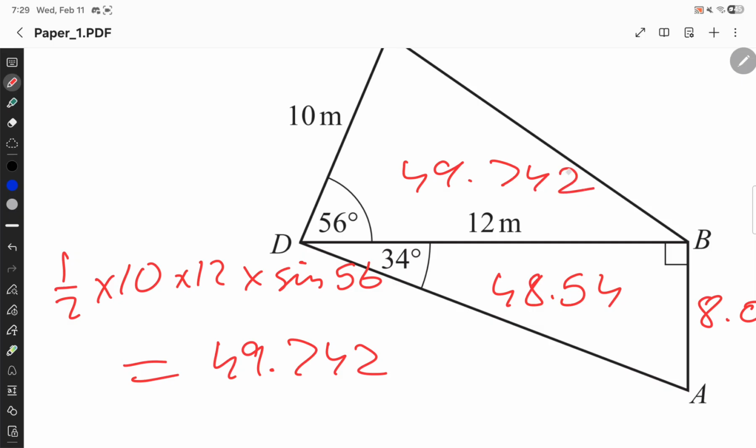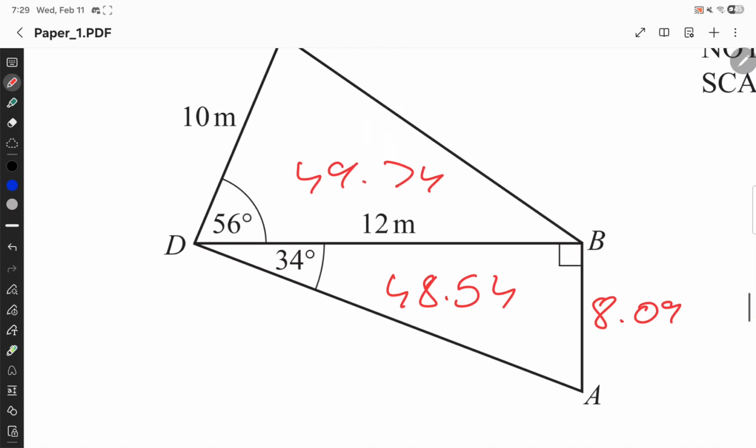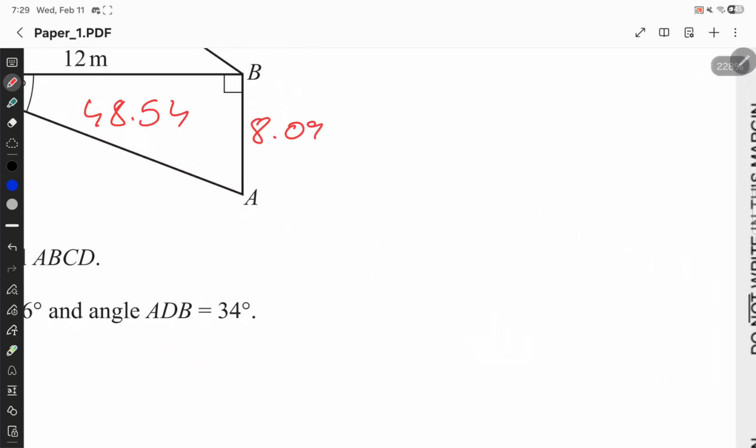Okay, 49.742. Rounding it to two decimal places. I know, risky, but come on. Then we add the answers. 49.74 plus 48.54, which we get as 98.28.